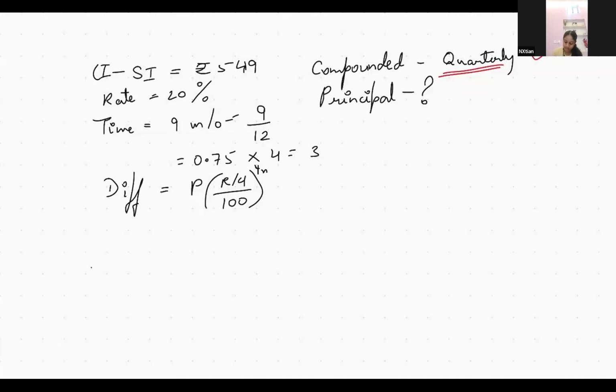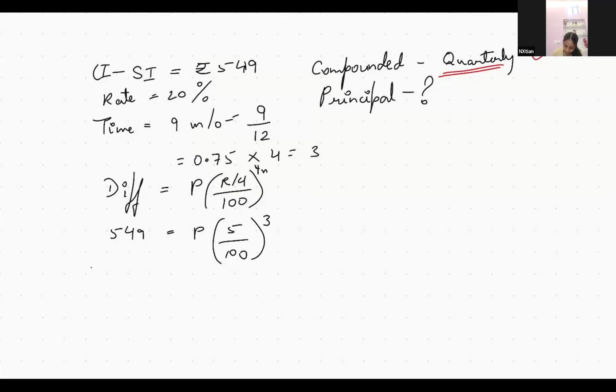Then difference is 549. So put 549 here equals principal. We don't know, so as it is. Rate is how much? 20 by 4, so it becomes 5. 5 by 100. And our power becomes 3, raised to the power 3.